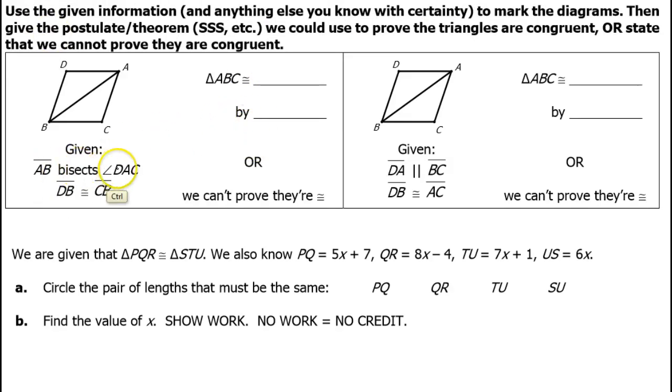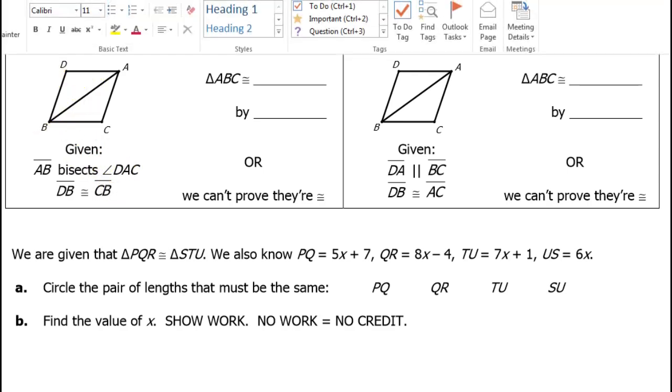AB bisects angle DAC. All right, so first of all, here's angle DAC.